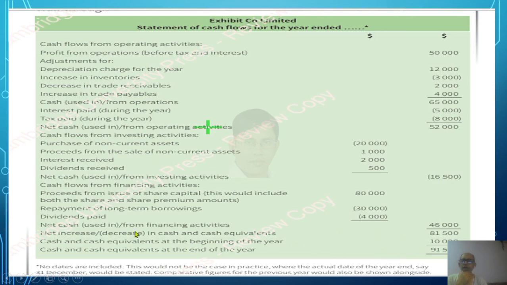To that, when you add cash and cash equivalents at the beginning of the year, that will give you cash and cash equivalents at the end of the year. So this and this will be appearing in the balance sheet. This amount is the amount which you get after you work out all these adjustments. So when you do all this, you get this figure of 81,500. This is from the balance sheet. This is from the balance sheet.